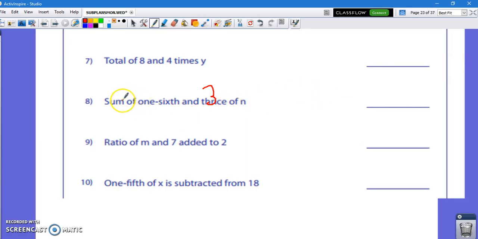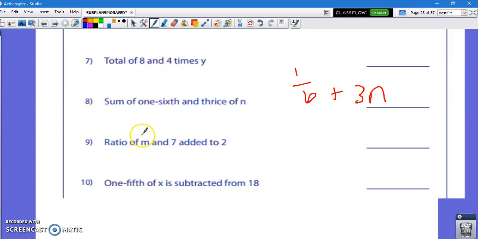Next one: sum of 1/6 and thrice, which means 3, of n. Sum means we're adding 1/6 and thrice n. So basically it's 1/6 summed with 3n, or written the other way around is also acceptable.